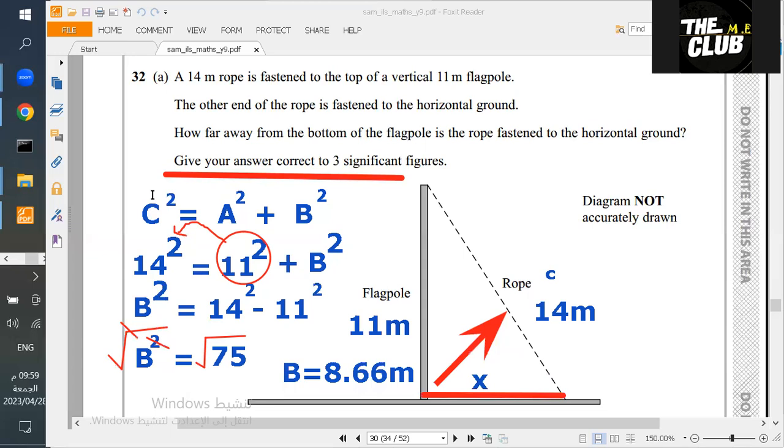So why did we use Pythagoras? Because I have 3 lines and one of them is missing. Focus on this point: if I don't have any angle and I have lines only, it means Pythagoras. If we're talking about angles, it means SOHCAHTOA. That's it for this question.